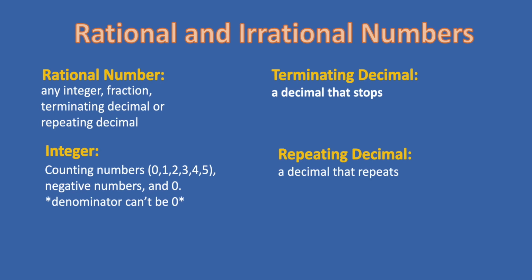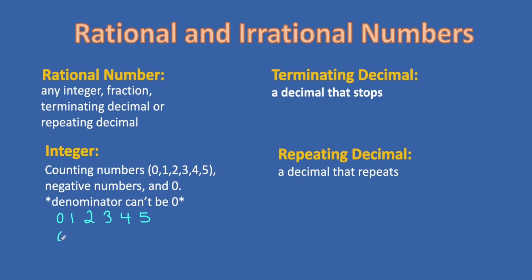Let's look at the first word, which is integer. Our first vocabulary term, we have integer. An integer includes any counting number that is 0, 1, 2, 3, 4, 5, and so on, any negative numbers, and 0. So let's write our numbers here. So we have 0, 1, 2, 3, 4, 5. And our negative numbers.